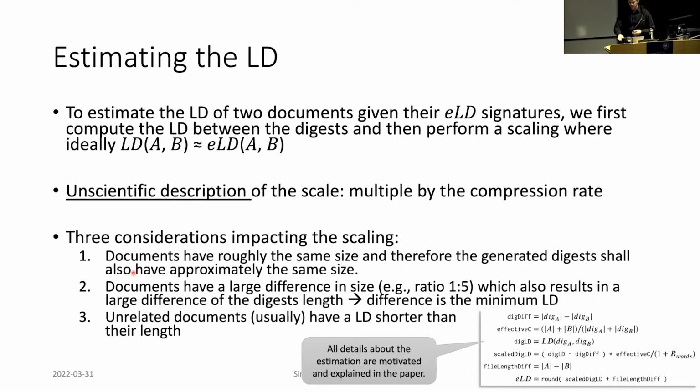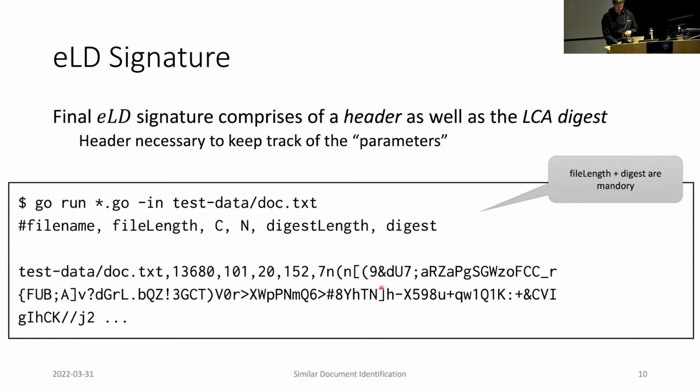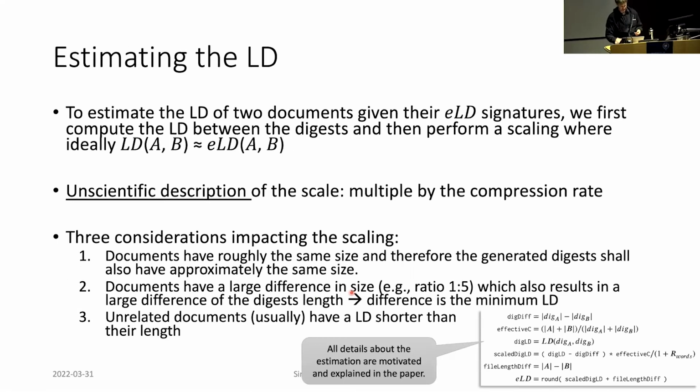And then, as I said, we compare these signatures using the regular Levenshtein distance. And once we have the value, of course, it is many times smaller than for the original version. What we then have to do is the backscaling. The unscientific description is that we simply multiply with the compression rate. This is a little bit more complex, so I put down here what we actually have to do.